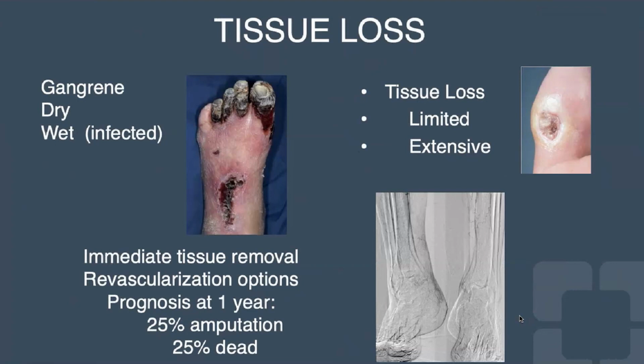Wet usually just means infected tissue loss. The tissue loss can be limited or extensive. I mean, this can be just the tips of the toes. It could be the entire foot or different portions of the leg. And it just depends on where these patients have these ulcerations start.